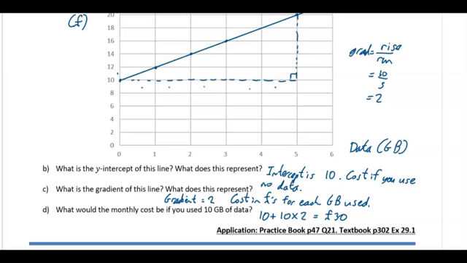Okay, so there's two examples on real life graphs, or line graphs in context. So we should be okay with those questions.